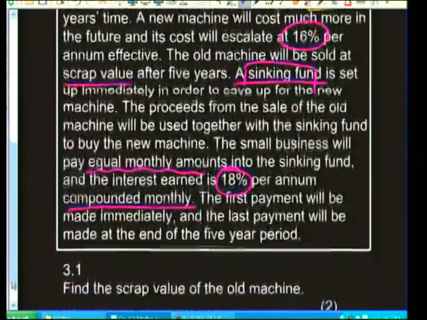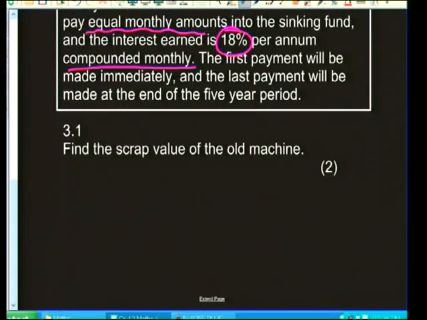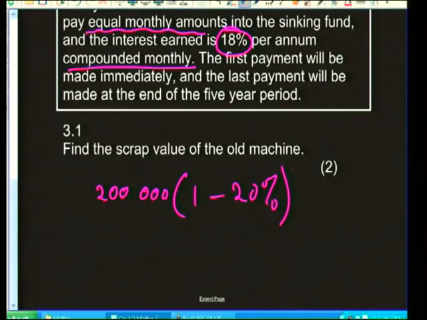Okay, let's have a look at the questions. Find the scrap value of the old machine. Well, it cost 200,000 when it was new, and it is depreciating, the negative, at 20%, and it's over 5 years. Pop that in our calculator, and it's now worth 65,536 rands. That's it. That's the scrap value. Isn't that phenomenal? 5 years, a 200,000 rand photostat machine that can sing and dance drops in that value.